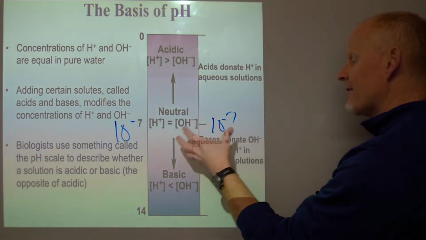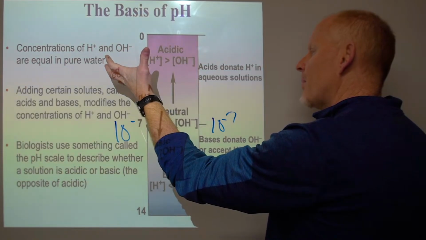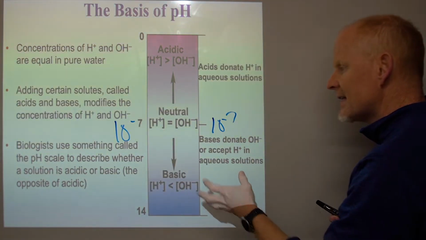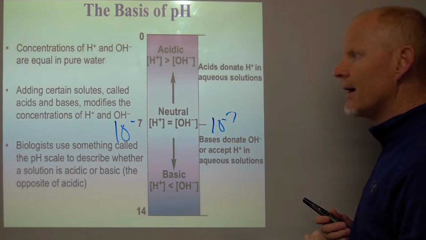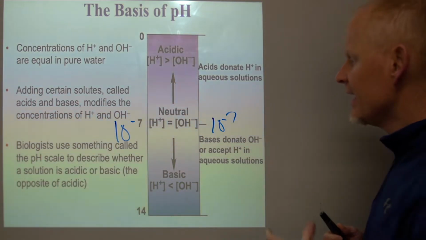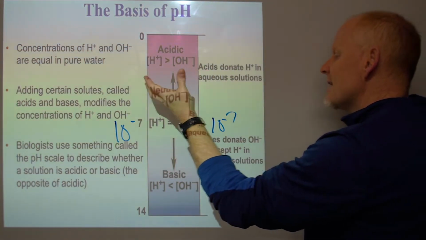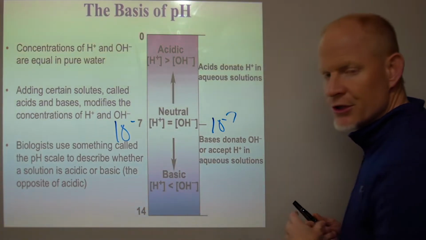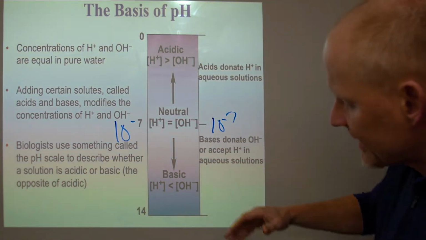And that becomes important. If I have more protons than hydroxides, then I'm going to have what we consider an acidic solution. If I have a lot more hydroxides than protons, then I'm going to have a more basic solution. And that's the basis of pH.